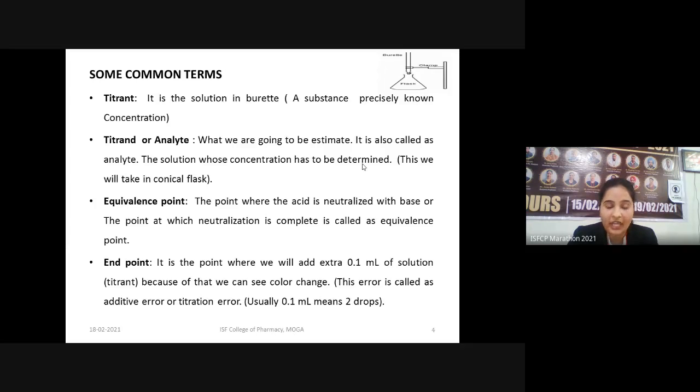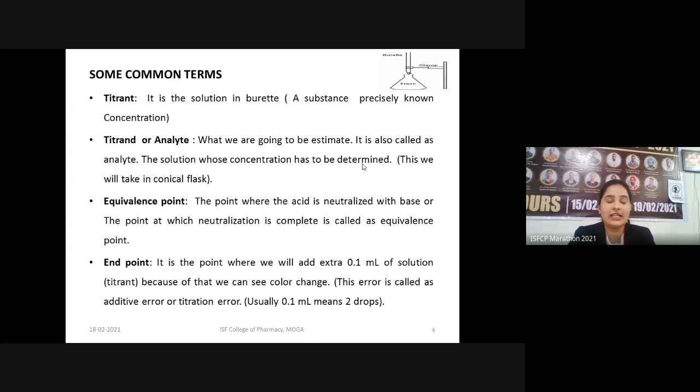Next is the endpoint. Endpoint is the point where we add extra 0.1 ml, that is a few drops, 1 or 2 drops of the solution, that is the titrant, from the burette, so that we can observe the color variation. Color change can be observed. This error is called additive error or titration error. So these are the 4 important terms.